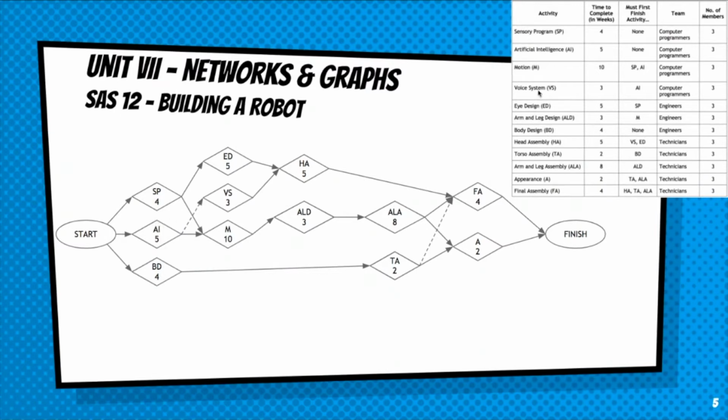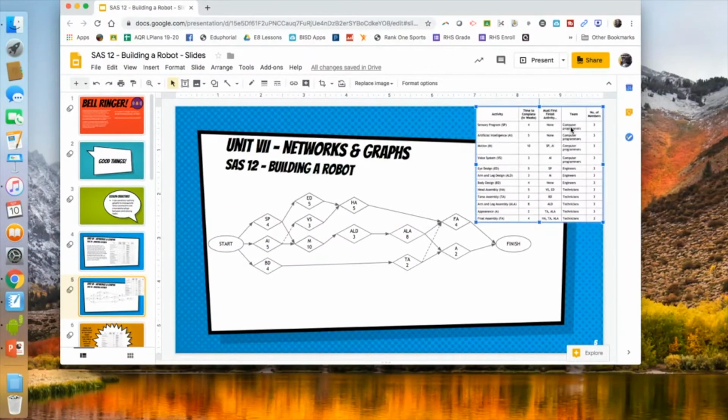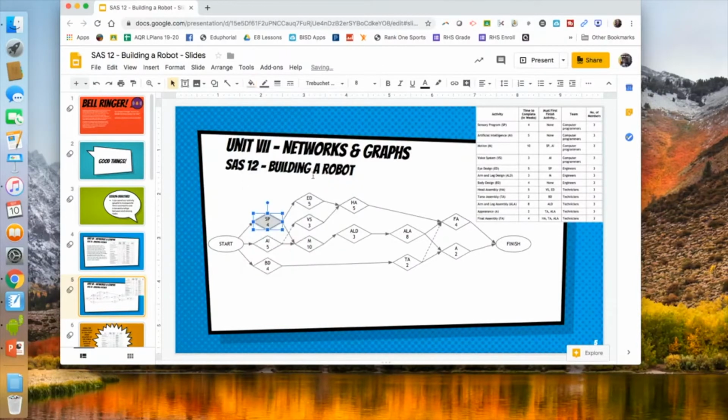All right. Voice systems must require AI to be completed. Okay? So AI has to be completed for voice systems to work. Now, I've got an idea, and I'm going to go ahead and do this. Since we're looking at this, I'm going to color code anything by computer programmer with the color gray. Okay, so if it's a computer programmer that has to do it, I'm going to color each one of these gray.